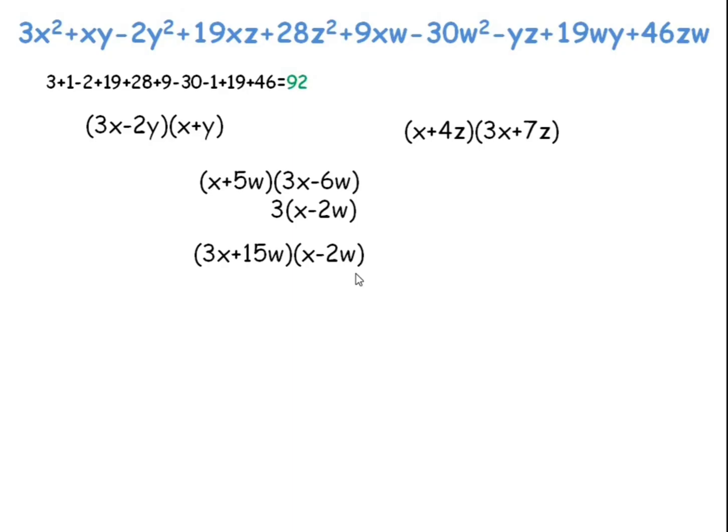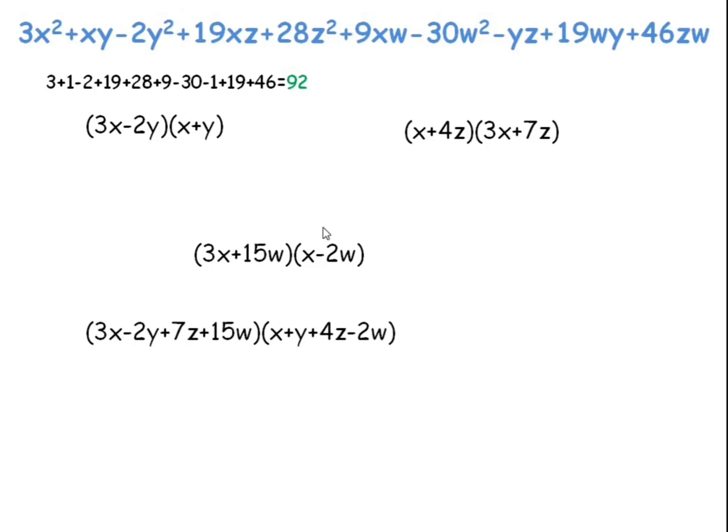So now let us add some of the factors again. 3x minus 2y plus 7z plus 15w plus x plus y minus 2w plus 4z. Now let us calculate the value for this one as well. 3 minus 2 is 1, 1 plus 7 is 8, 8 plus 15 will be 23. And here we will get 4. Okay, 1 plus 1 is 2, 2 plus 2 is 4.